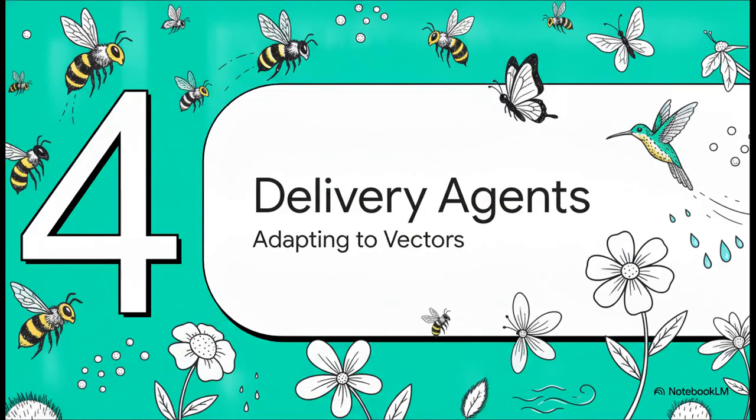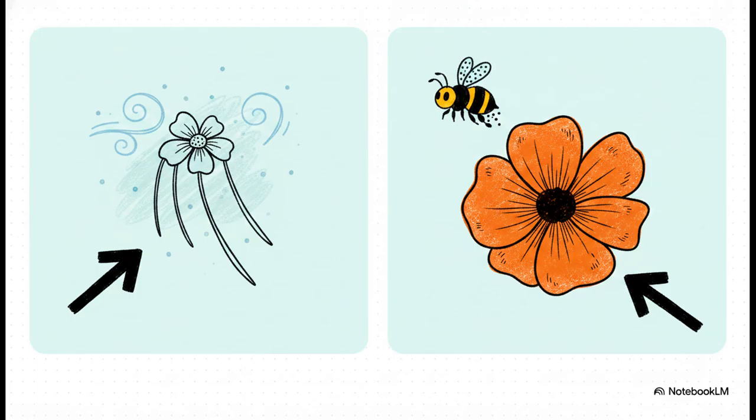All right, Section 4, nature's delivery agents. Let's look at how flowers adapt their careers. If cross-pollination requires delivery agents, who's actually making the delivery? A really common misconception is that all flowers just rely on insects like bees. But let's look at the structural differences.